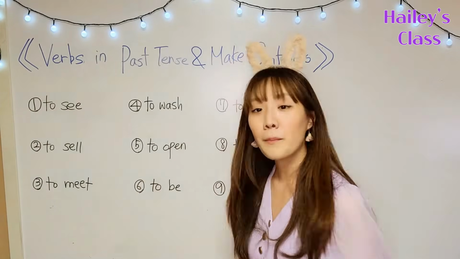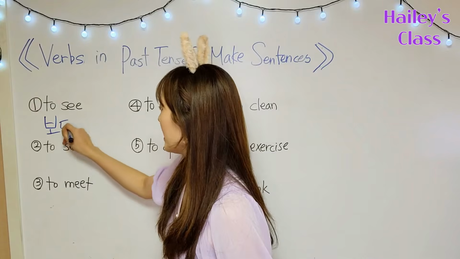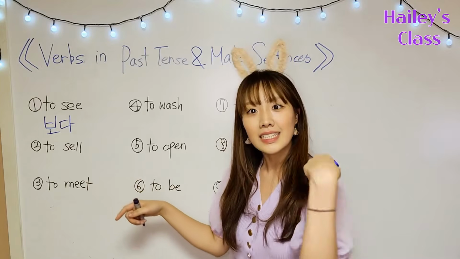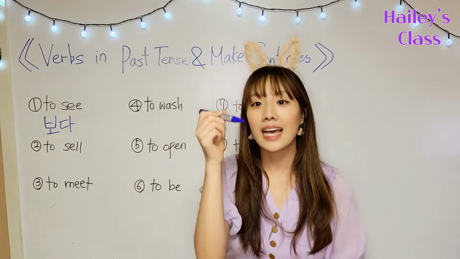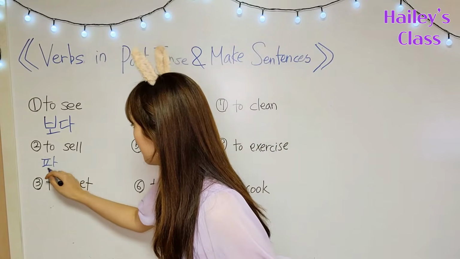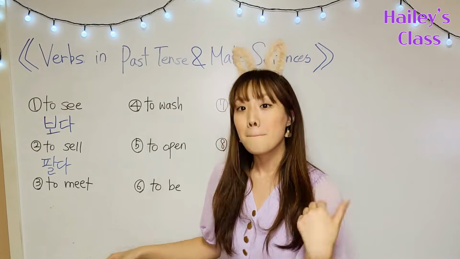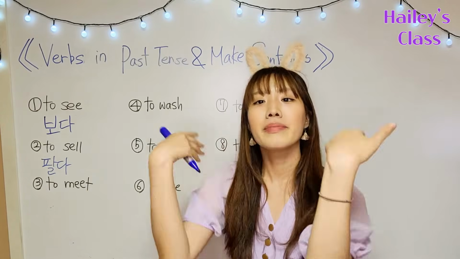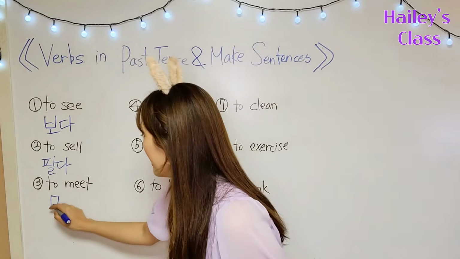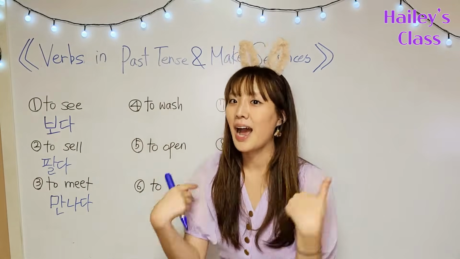So, in the blue pen, to see is 보다. See is 보다. Good. And then to sell is, I sell this. This is 팔다. And then to meet is 만나다. I meet you everyone, right? 만나다. I meet you. 만나다. Okay?